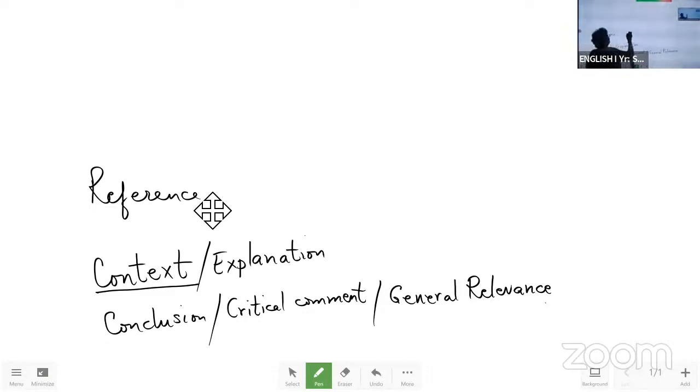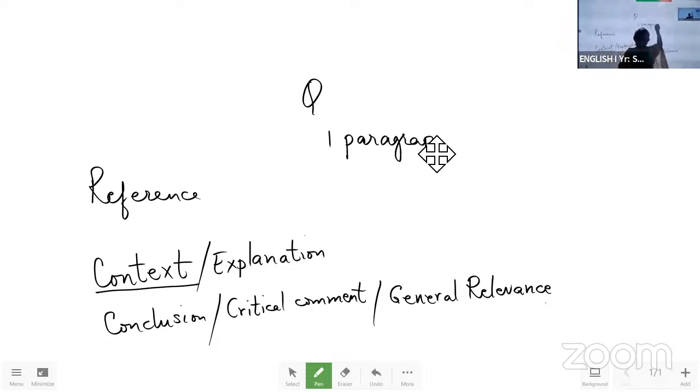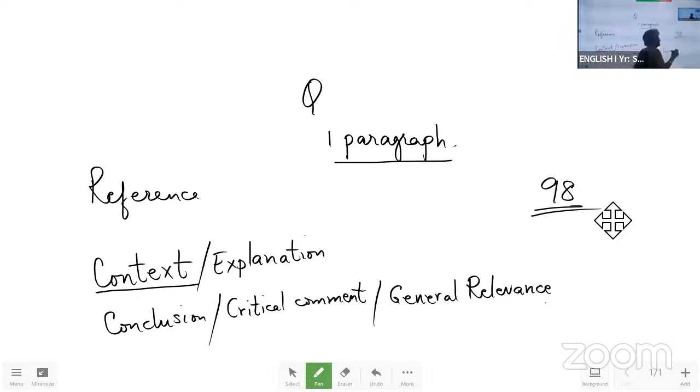Now, suppose the same thing comes as a question, just write it in one paragraph. What you have written in annotation, the same thing can be reproduced in one paragraph with lot of punctuation. Like I said, concentrate on your punctuation and spelling. See that there is no grammatical error. I can promise you it is very easy for you to get 98 in English.